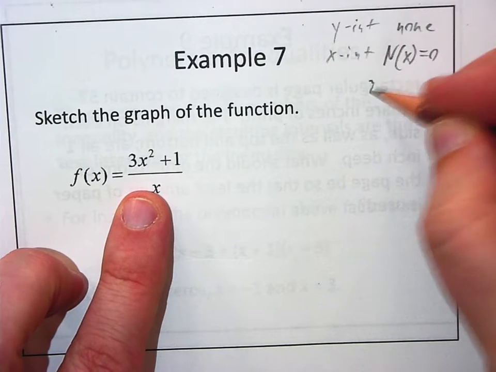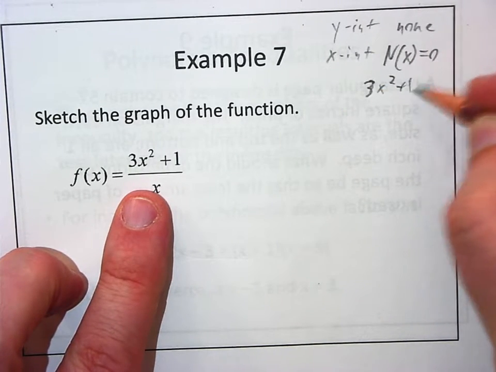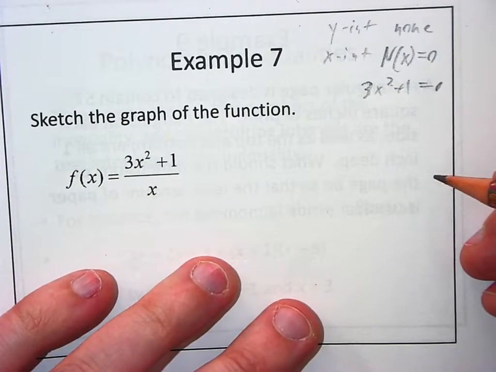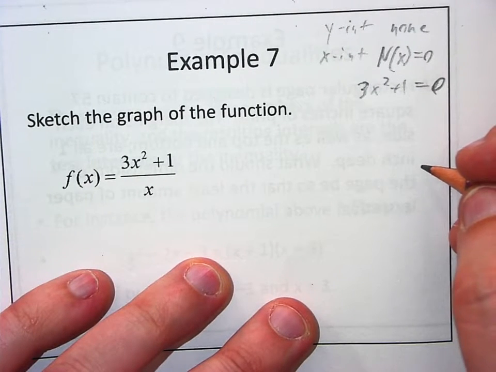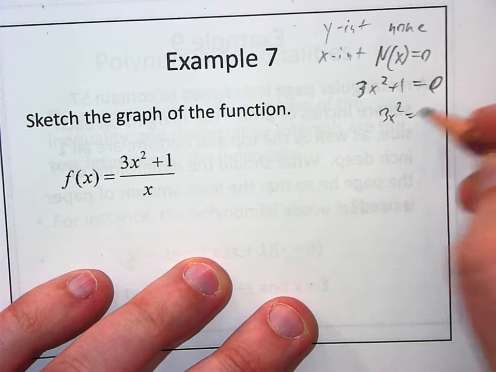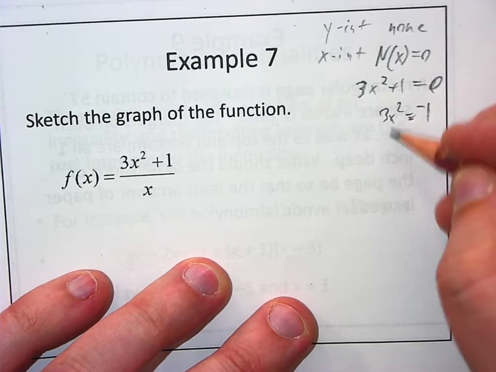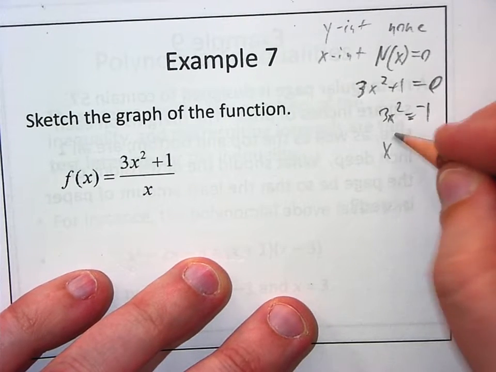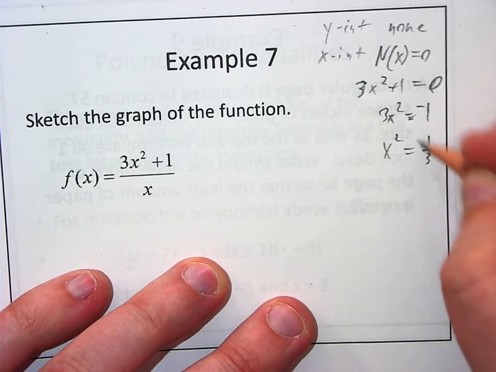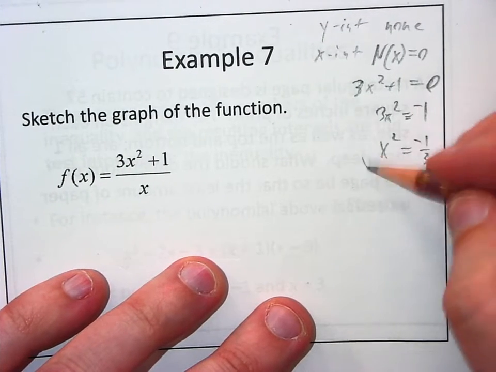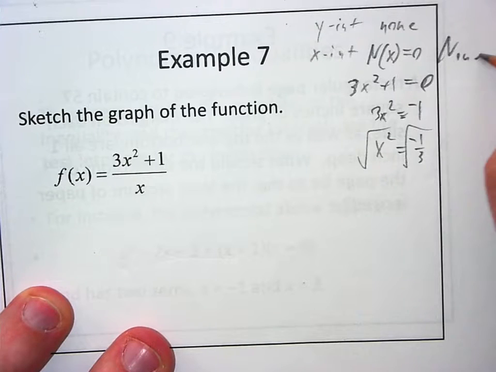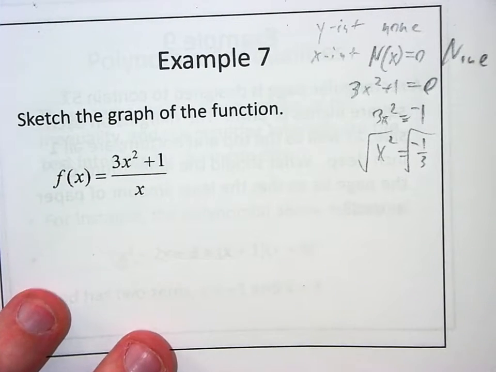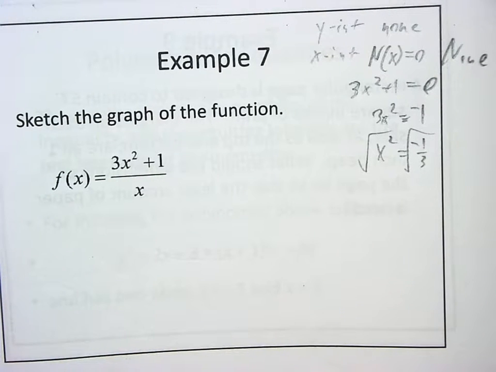So in this case, I have 3x squared plus 1 equals 0. Then what? Subtract the 1, so I have 3x squared equals negative 1. Divide by 3. Anybody see a problem yet? Yeah, it's a square root of a negative. So what's that mean? There are no x-intercepts. Okay? So, what's next?